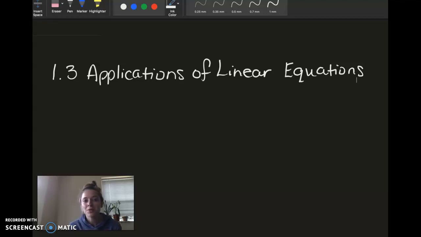Hi, in this video we're going to be looking over section 1.3, which is applications of linear equations. In the very beginning of this section, we look at words that will help clue us in to which type of operation we're going to be using. We've got words that are especially for addition, subtraction, multiplication, and division.